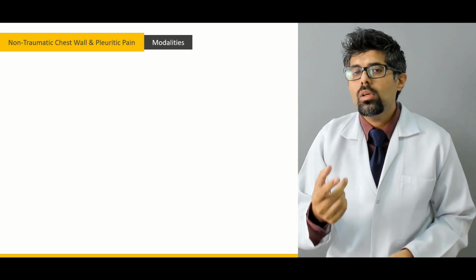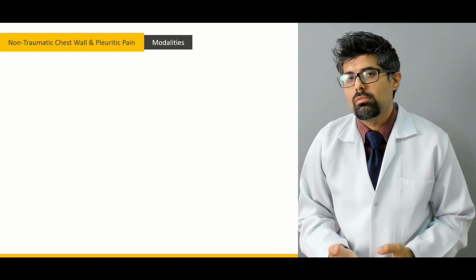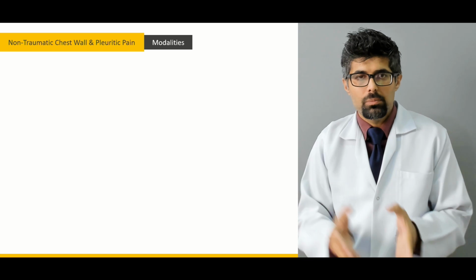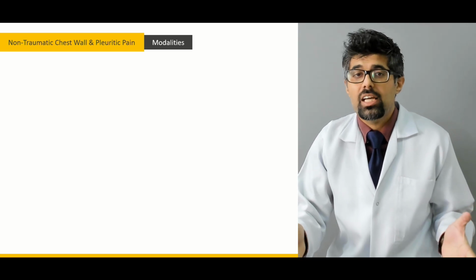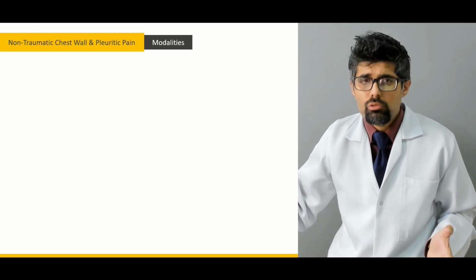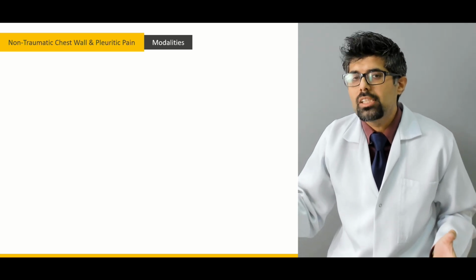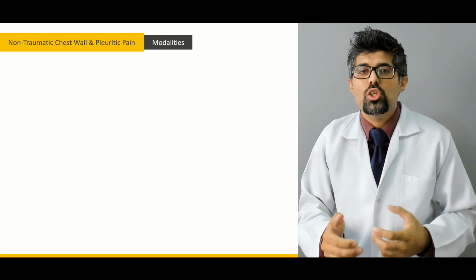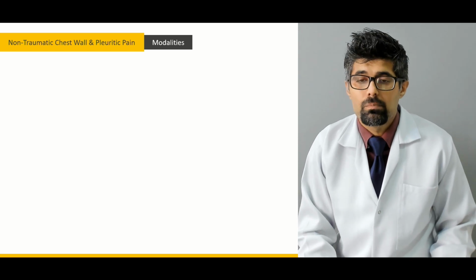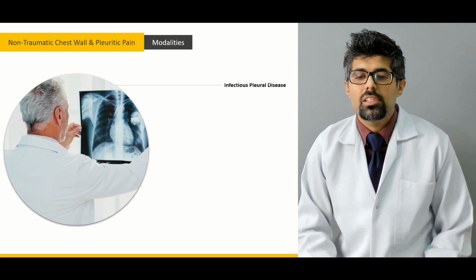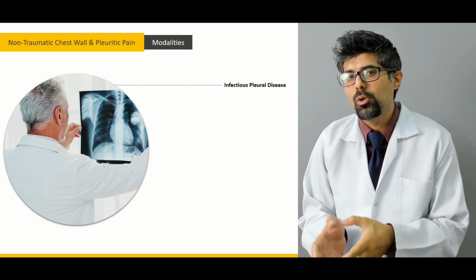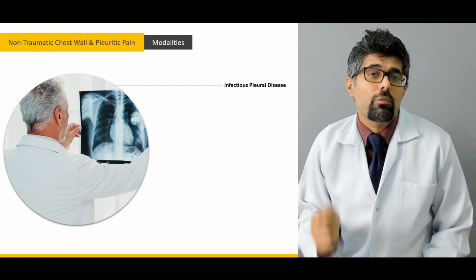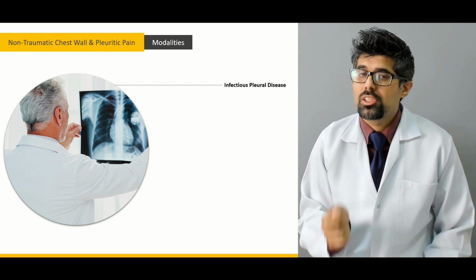Now during chest wall imaging, which is non-traumatic, we use various kinds of modalities from simple chest x-ray to CT scan to MRI to a variety of other modalities that we will discuss. Now, which modalities to select, we will go by example. So, the first one to consider is an infectious pleural disease. In an infectious pleural disease, the modality of choice is a standard chest x-ray.